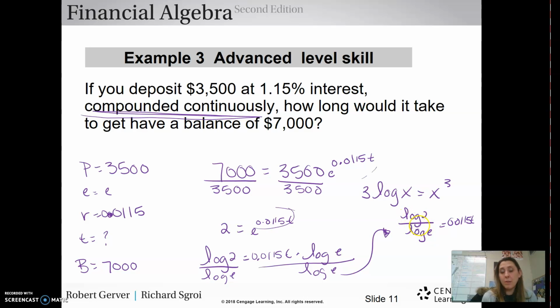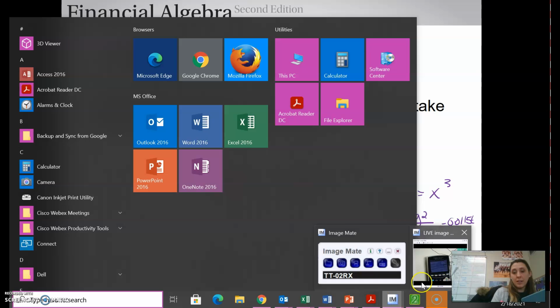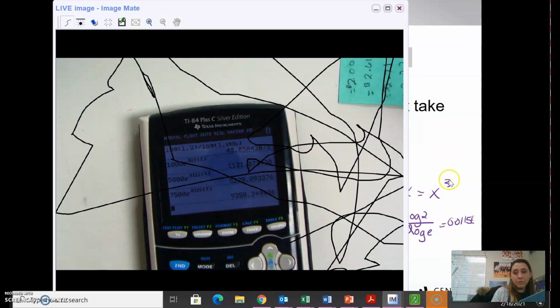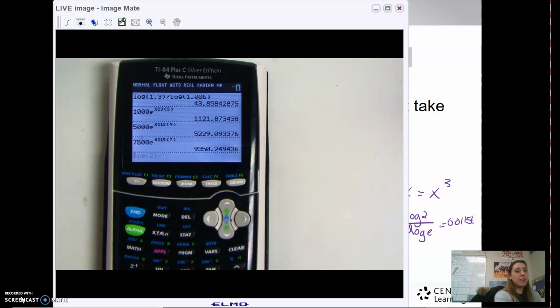I don't know what the number is. It's probably a decimal of some sort, so let's figure that out. Let's go over to the calculator. And I've got to figure out how to erase this. Okay, so we have log 2 divided by log e, and we get that number.